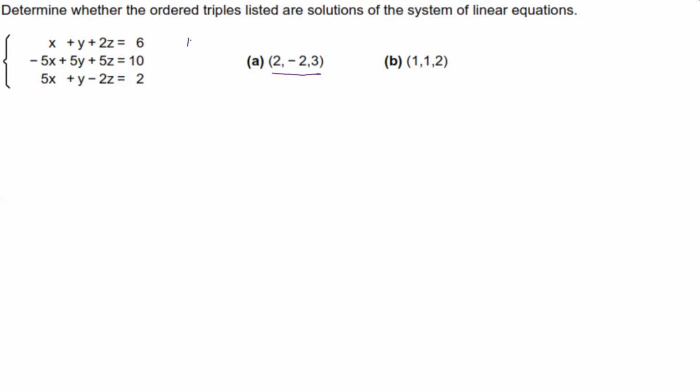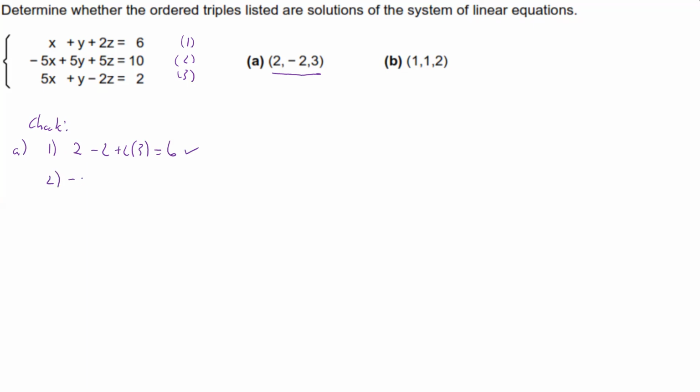So usually I label these one, two, and three for the initial system, and then I just plug each one in. So my check is really what I'm doing here. So check on A. I'm going to do equation one first. Now it says x, so 2, plus y, which is minus 2, plus 2 times z, which is 3. That's supposed to be equal to 6. Well, I have 6 minus 2 plus 2. Well, that is 6, so that works.